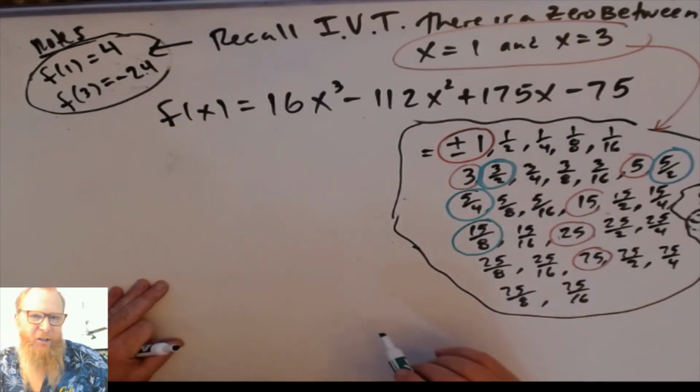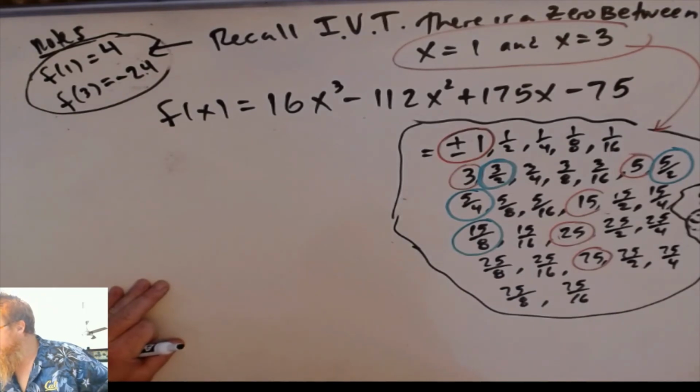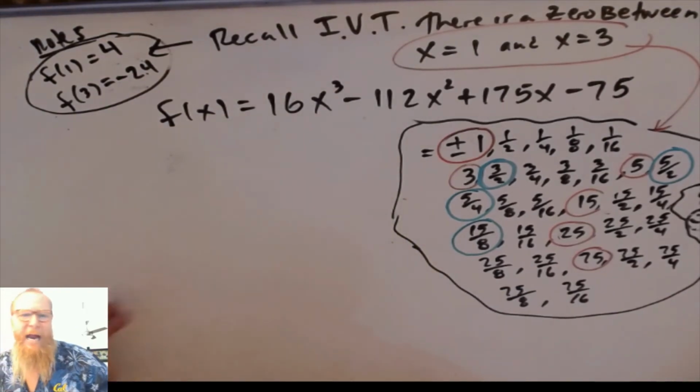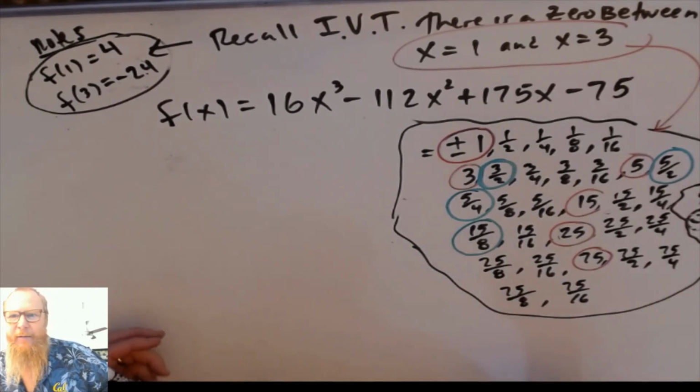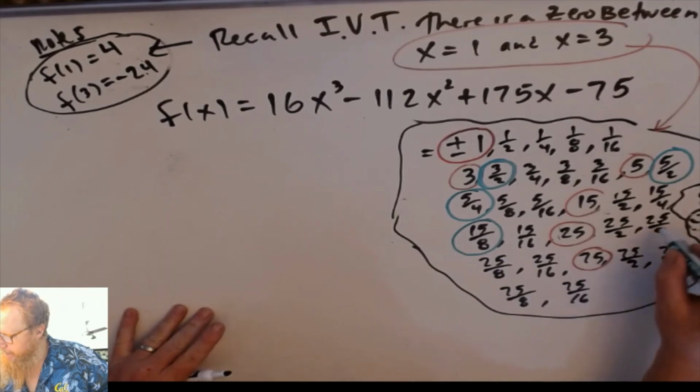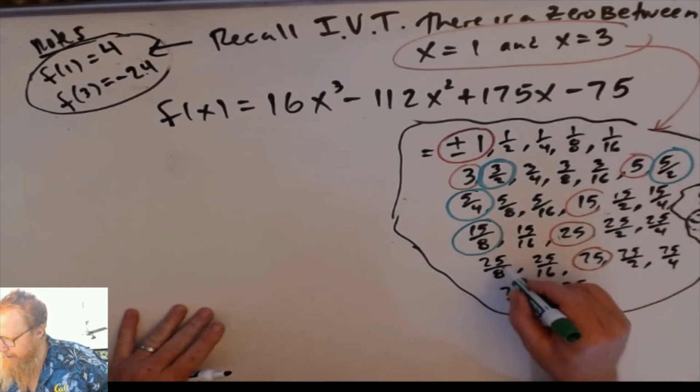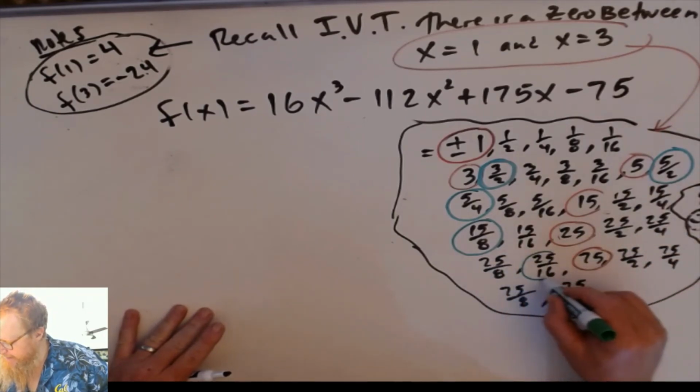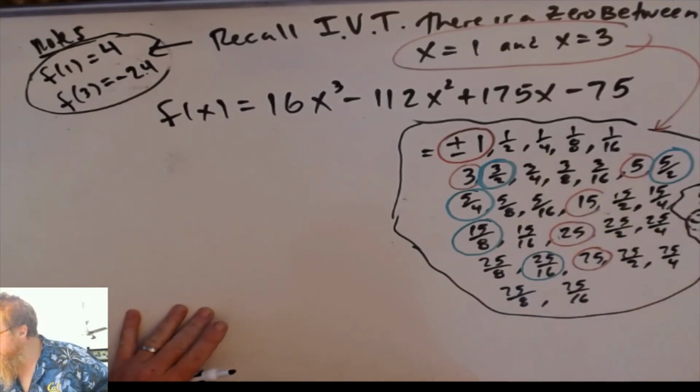If you're not sure, divide it out, right? 15 divided by 8 is 1.875, so that's smaller than 3. It has to be bigger than 1, but smaller than 3. Let's see, 25 eighths, no, 25 sixteenths. 25 divided by 16, that's 1.56.